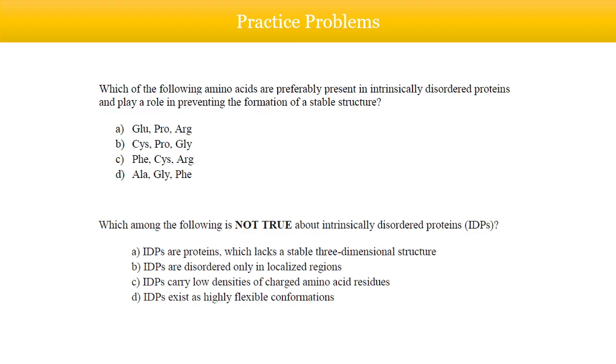Which among the following is not true about intrinsically disordered proteins? So IDPs are proteins which lack a stable three-dimensional structure. That is correct. IDPs are disordered only in localized regions. That is also possible, so it's correct. IDPs carry low densities of charged amino acid residues. This is incorrect because they contain many charged amino acid residues, because of which they are actually disordered. And IDPs exist as highly flexible conformations. That is also correct.